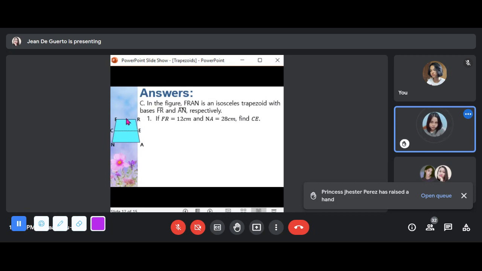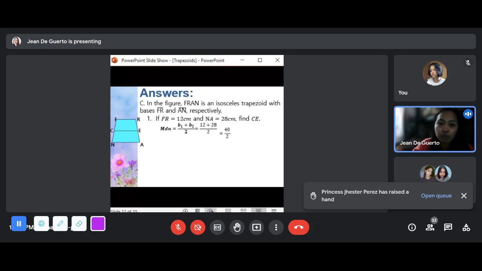Ma'am, 20 po. Okay, check natin later. 20. Okay, so as I was saying, usually, yung base 1 na ginagamit natin is the shorter base, tapos yung base 2, longer base. Pero pwede ring mag-interchange yan. Okay, so it doesn't matter kung ano yung gusto nyong base 1, yung shorter o kaya yung longer base. Okay, so ang sagot ni Princess is 20. So check natin. So median is equal to base 1 plus base 2 divided by 2. So 12 plus 28, 40 divided by 2. So therefore we have 20 centimeters. So check. Okay, number 2.